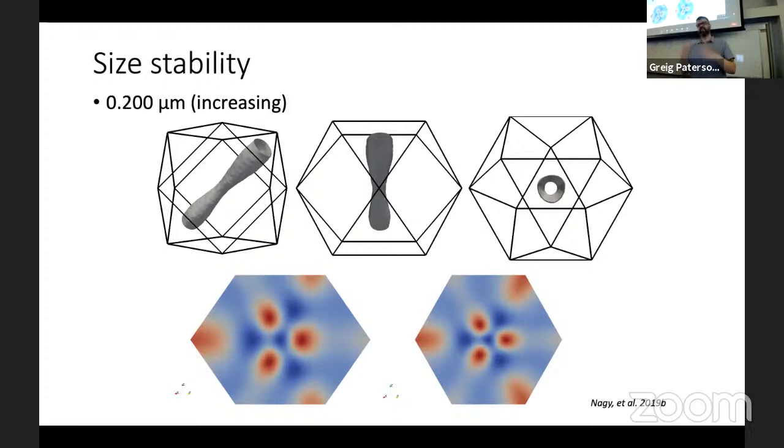And so what we're interested in is how these domain structures change as we increase and decrease the size of the grain. And when we do that, so here I've increased the grain size, we see that the domain structure remains a vortex structure.